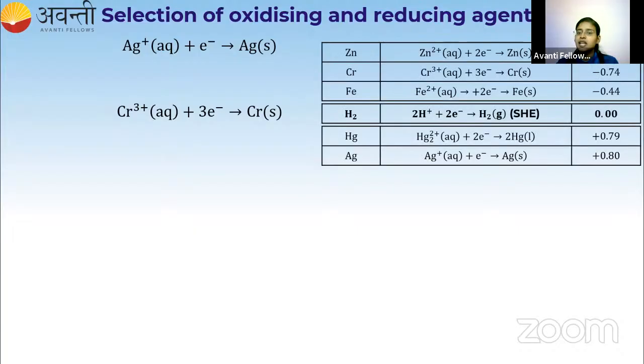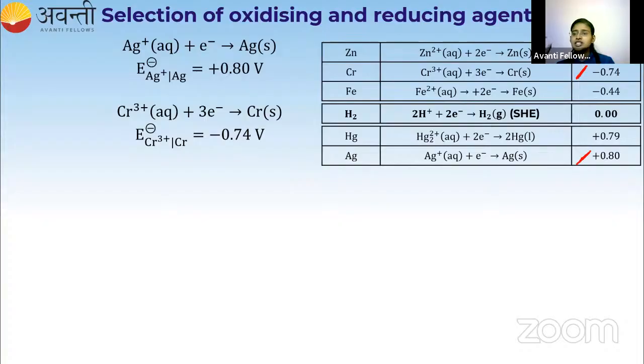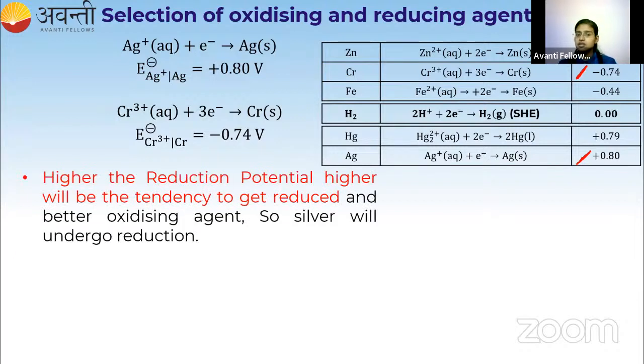And I'm going to take the electrochemical series also. What is the E0 value for silver? For silver it is plus 0.80. And for chromium the value is minus 0.74. So if the reduction potential is higher, then higher will be the tendency to get reduced and better is the oxidizing agent. So among silver and chromium, silver will undergo reduction and chromium will undergo oxidation. If the reduction potential is greater, then it will undergo reduction.